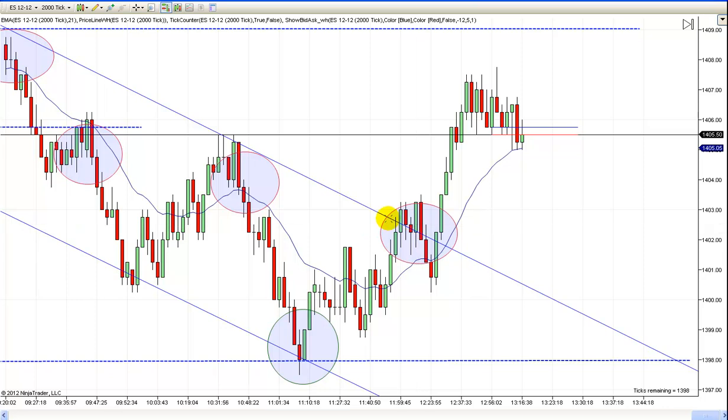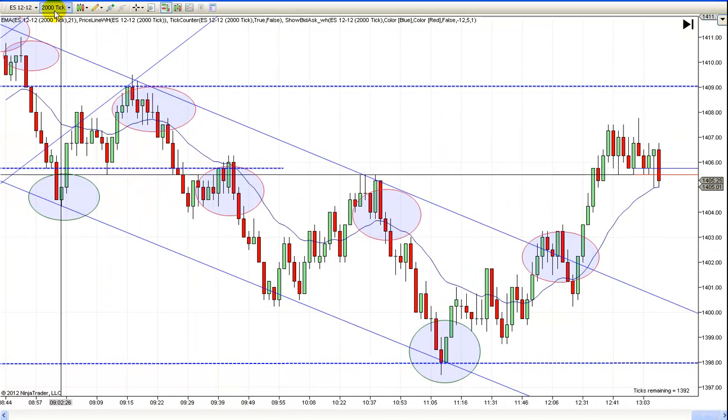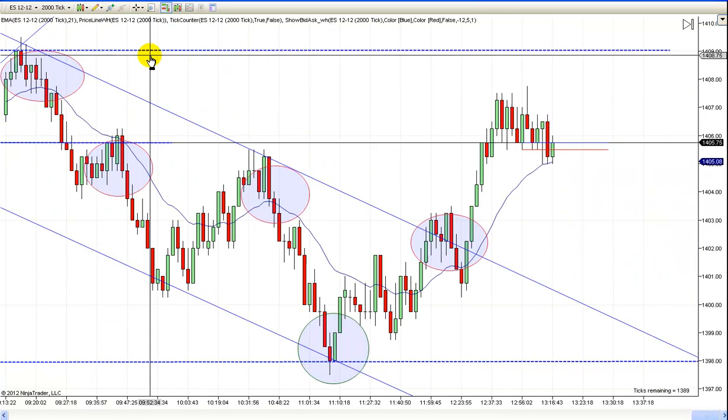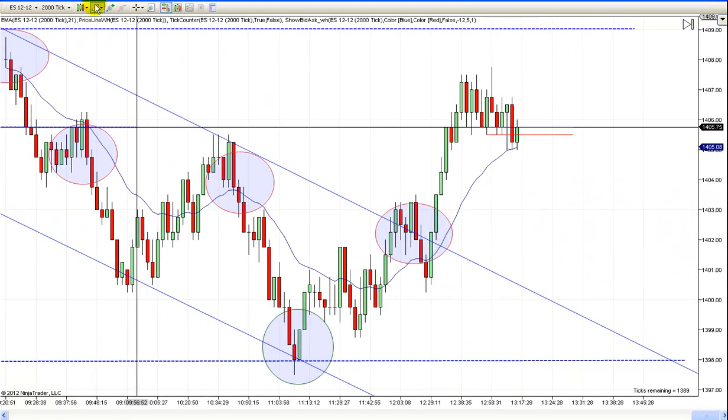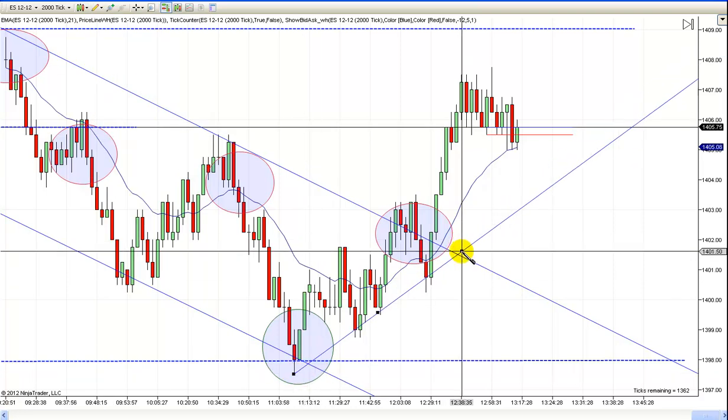But you just about have to take all of these around. If you get a setup around this trend line all the way down, and it'd be the same thing all the way up if you get a setup.